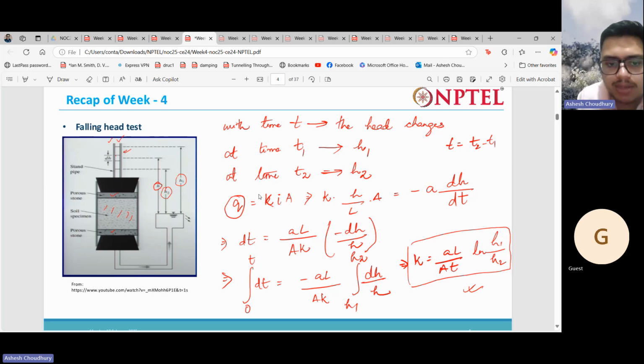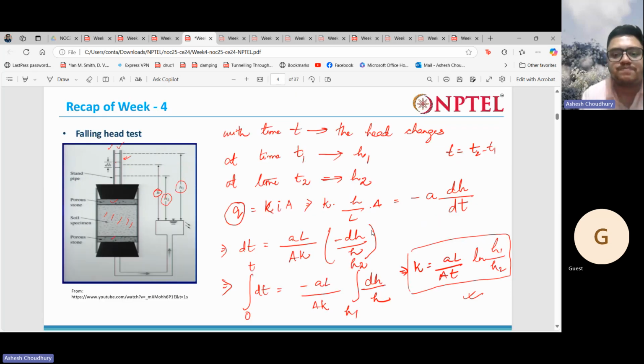So then you can write that Q is equal to k i A, and Q you can also write as minus a dh/dt. Then you can rearrange the terms and integrate, and then you can find K is equal to (a L / A t) ln of (h1/h2), where small a is the area of the standpipe. Capital A is the area of cross section of this sample. t is the time required for the head to drop from h1 to h2, that is nothing but t2 minus t1, and h1 and h2 we already know.